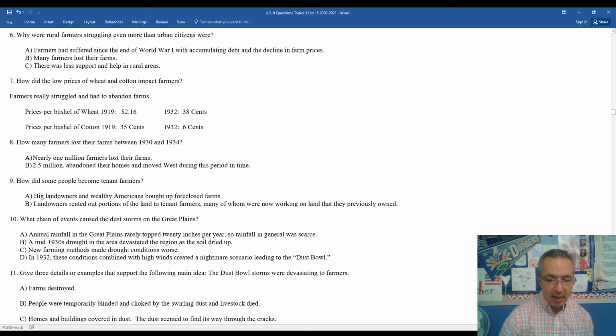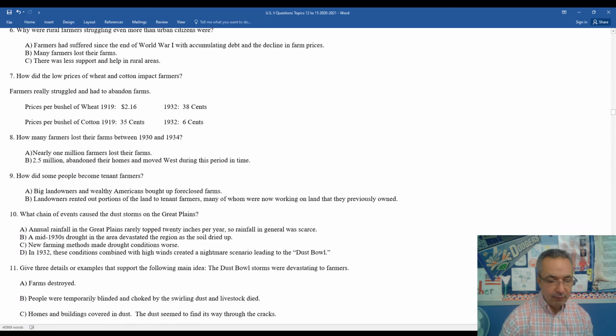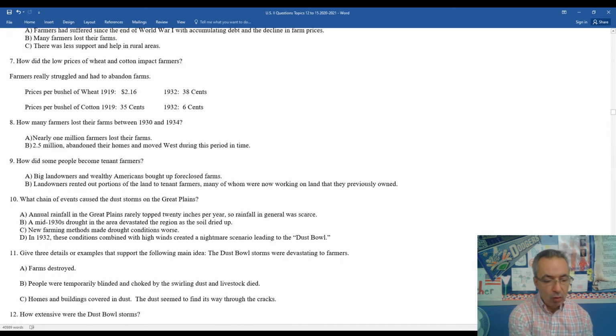So when you look at how the Dust Bowl era devastated farmers, farms were destroyed as the dust piled up. Not to mention the soil was so dry you couldn't really grow crops. People were temporarily blinded as the dust swept through, and I have some photos to show you in a moment. Livestock died. Homes and buildings were covered in dust. The dust seemed to find its way through cracks. It got inside people's homes.